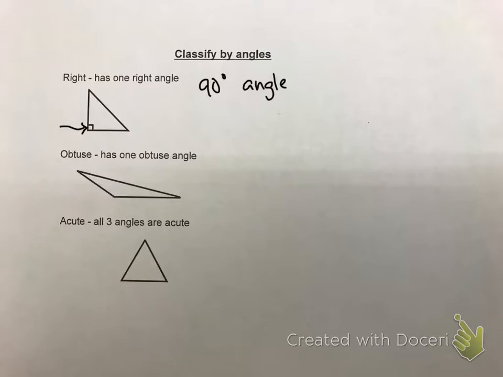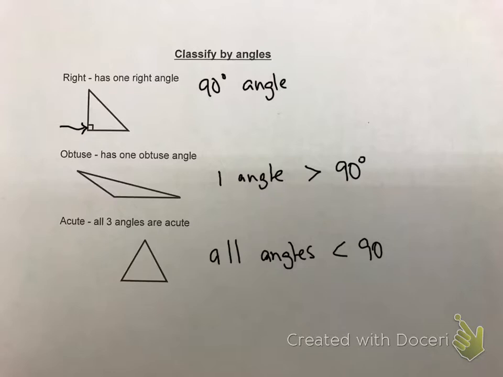An obtuse triangle has one obtuse angle, which means that it has one angle that is greater than 90 degrees. So let's clean that up a little bit. One angle that is greater than 90 degrees. An acute triangle means that all three angles are acute. So that means that all angles are less than 90 degrees.